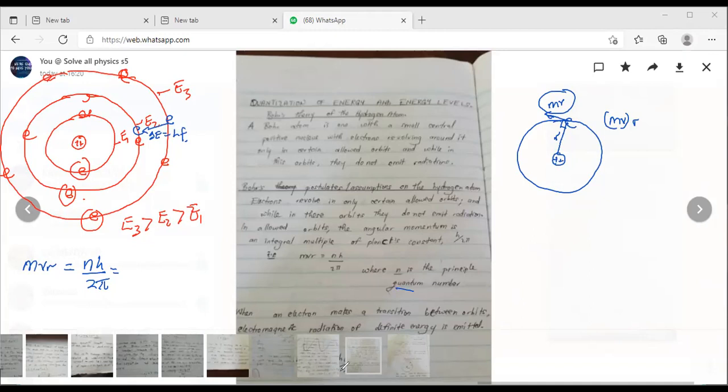So, welcome. The second postulate, like I've said, predicts that in certain allowed orbits, the angular momentum is an integral multiple of nh over 2 pi. Then he also has a third postulate.